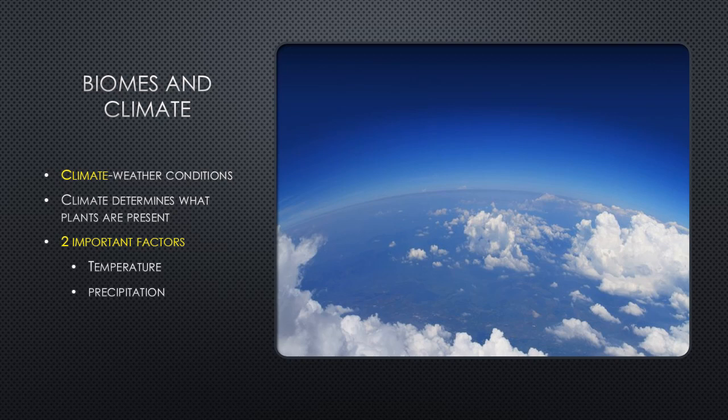Okay, so biomes are very closely linked to climate, which in this case, when we say climate, we're talking about weather conditions. So the climate determines what plants are present, and it's based on two important factors: temperature and precipitation. Most organisms can only live within a certain temperature range, so outside of that, they can't survive. So that's why that's important. And then precipitation, larger specimens require larger amounts of water to live and to grow. So certain biomes are going to have very small plants because they don't have a lot of precipitation.